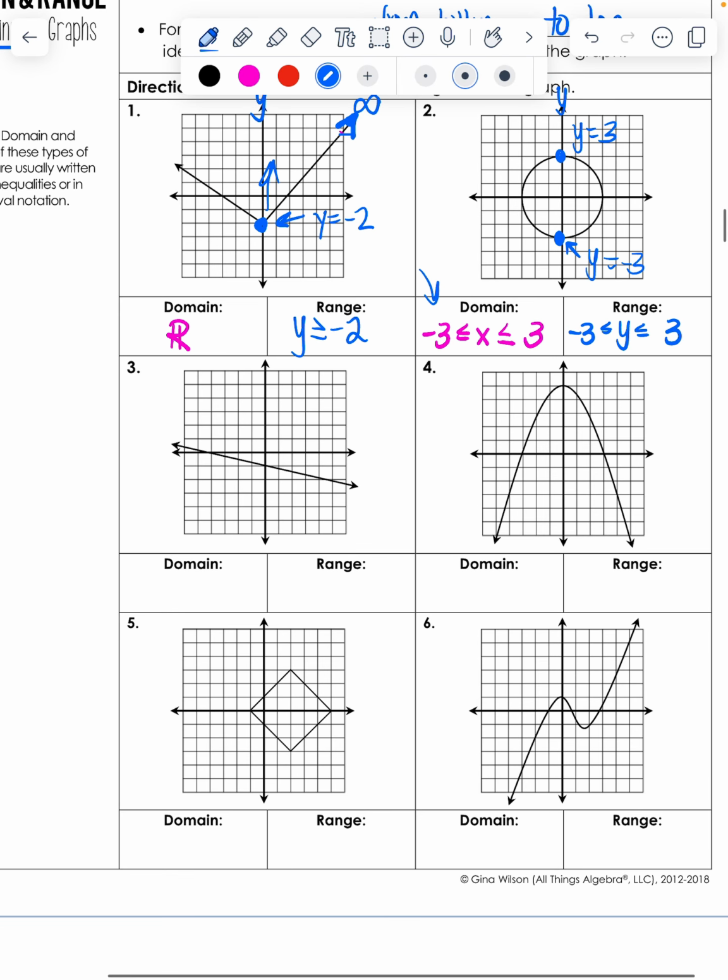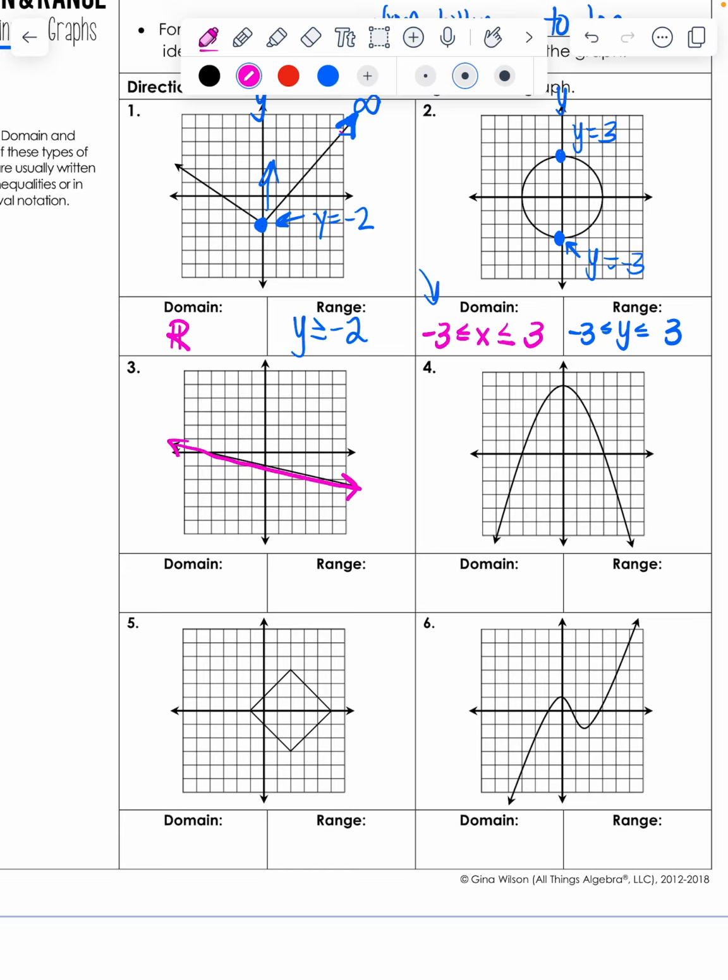Moving right along, number 3, let's do domain first. So domain, x values. I look at this line, I can see that the points are connected, and I see arrows going in both directions. When you see arrows going in both directions, that's probably going to mean something is going to happen with domain and/or range being all real numbers.